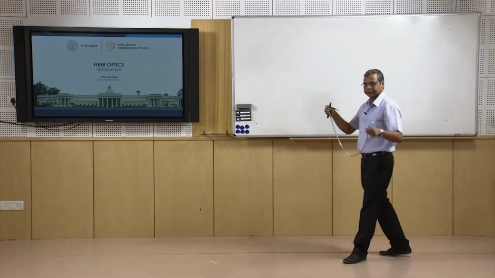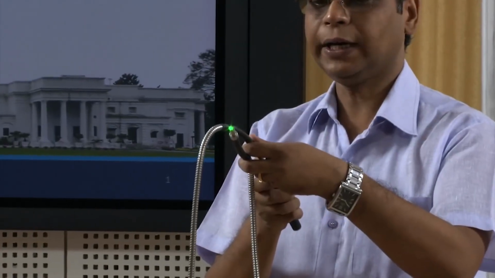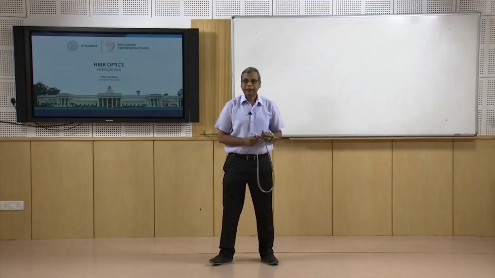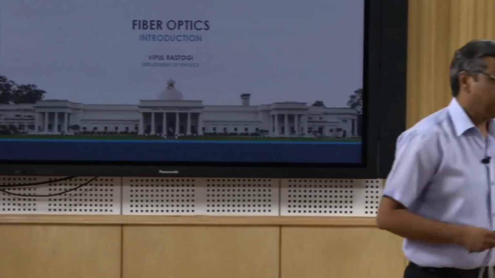You may have also seen something like this. This is a very flexible cable, but it takes light along it. So if I put light into one end, you can see light coming out. So if I take light from here, it can be illuminated. So I have different types of fibers.